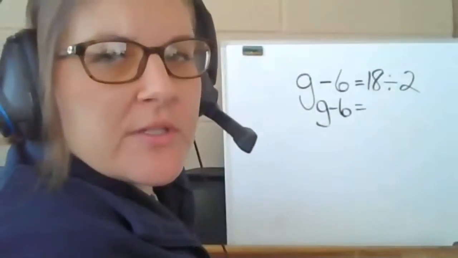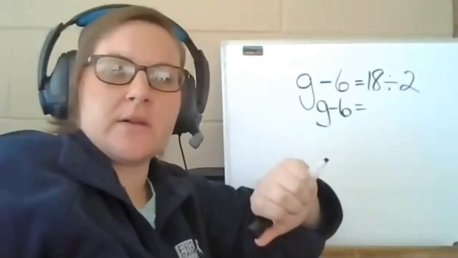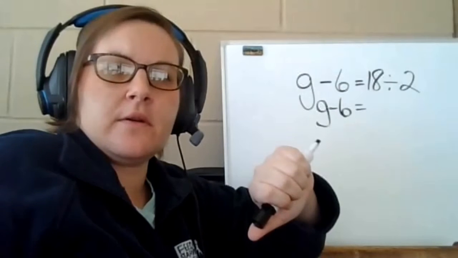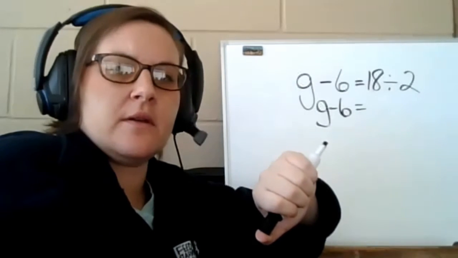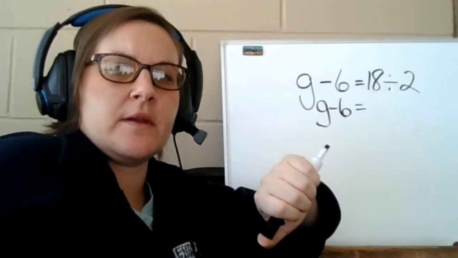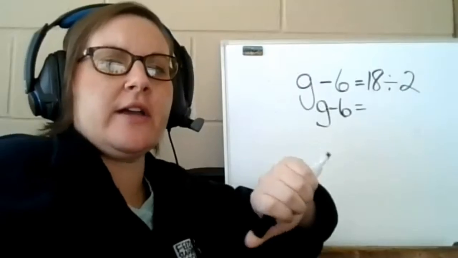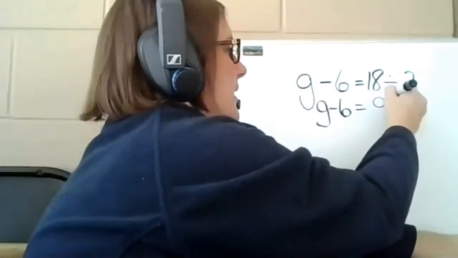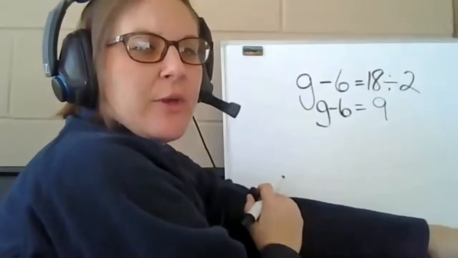So you should be doing this in your book. Cherith, hold on. Yes? 9. Okay, she got the answer, 9. So we solved this. 18 divided by 2 is 9. So Blandina, you just solved the side you can.